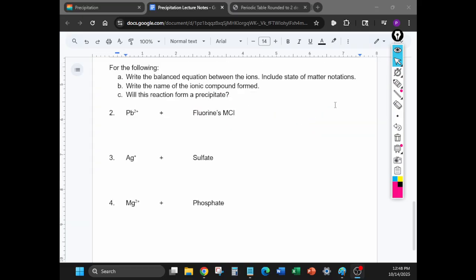All right, so for number 2, we're going to be combining Pb2+ with fluorine's monatomic ion. I'll just tell you what it is so you don't have to look. It's going to be F-. We're going to be combining these two together. For our balancing, pretty simple. You need 2 fluorines to balance out the Pb2+, so we'll put a 2 right here. If we combine them together, we will get PbF2. So this part up till now is pretty much just review. It's what we've been doing.